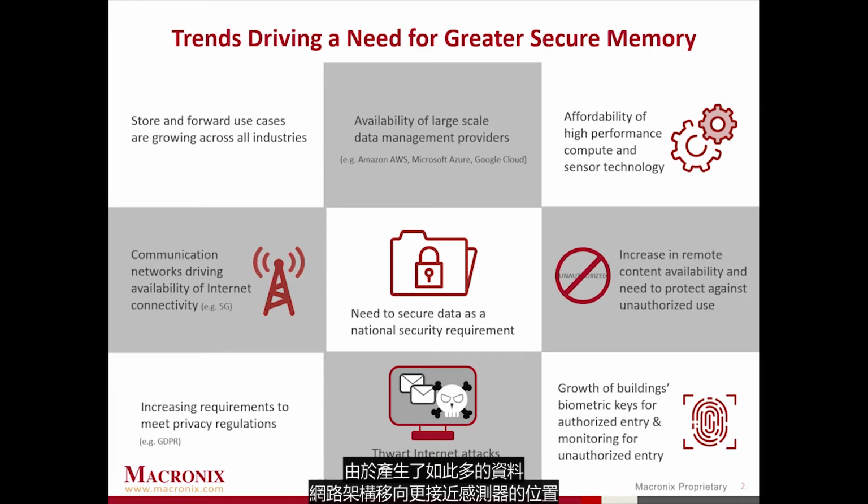Because so much data is being produced, the network architecture is migrating closer to the sensors, either to the premise edge or to the sensor itself. So, store and forward use cases are growing across all industries, driving a need for more memory storage. Then there's the increased affordability of high-performance compute and sensor technologies, the growth of communication networks driving availability of internet connectivity. A good example of this is the growth of 5G networks.